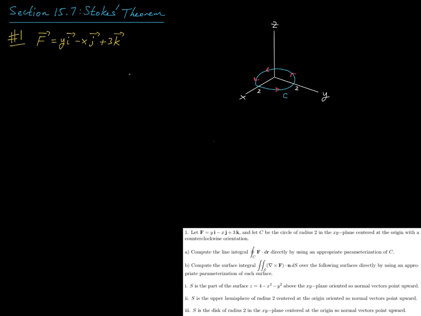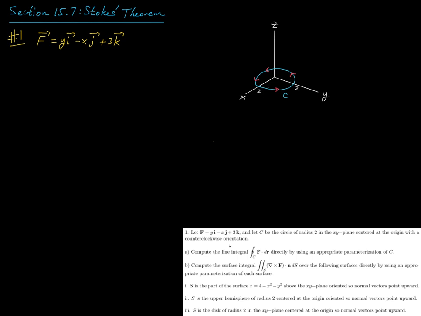All right, the first illustration of Stokes' theorem is question 1. It says let F be yi minus xj plus 3k, and let C be the circle of radius 2 in the xy plane centered at the origin with a counterclockwise orientation. Okay, so here's our circle C, radius 2, centered at the origin with a counterclockwise orientation.